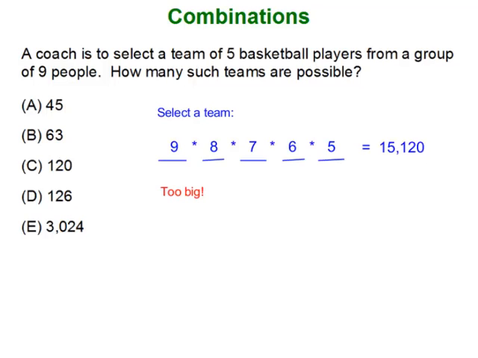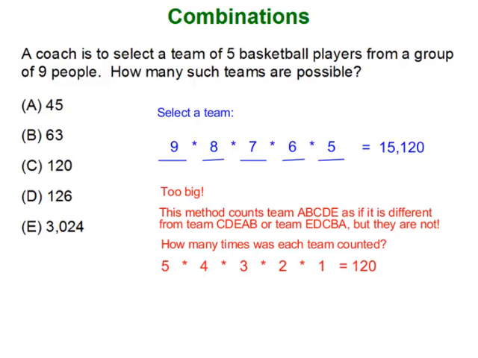So the problem with this method is that it has counted team A, B, C, D, E as one team, and it's also counted every other way of ordering those people as if they are different teams. But in this particular scenario, these same 5 people, in any order the coach picked them, would be the same team.